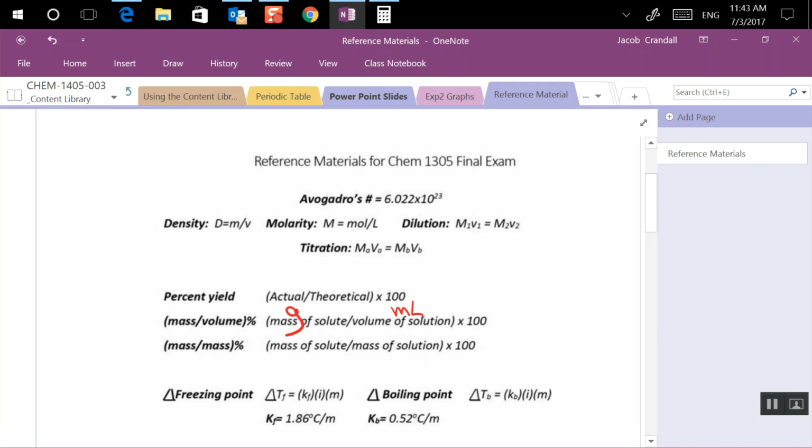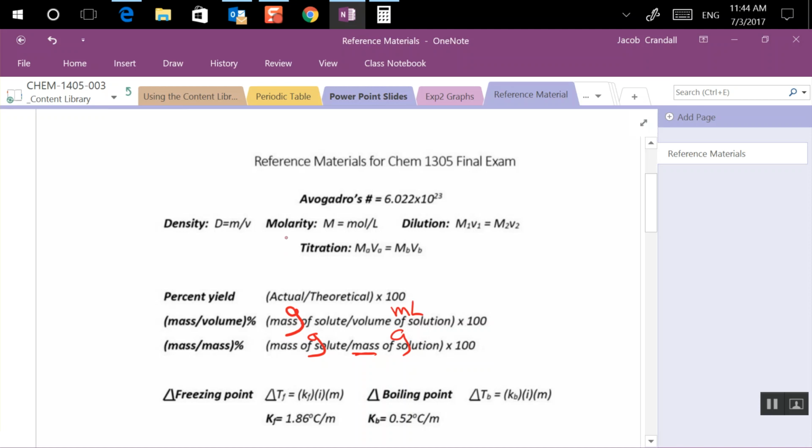Grams, right? And on the bottom? Grams. Grams per grams times 100. And that's how you get these. Here's your percent yield equation: actual over theoretical times 100.